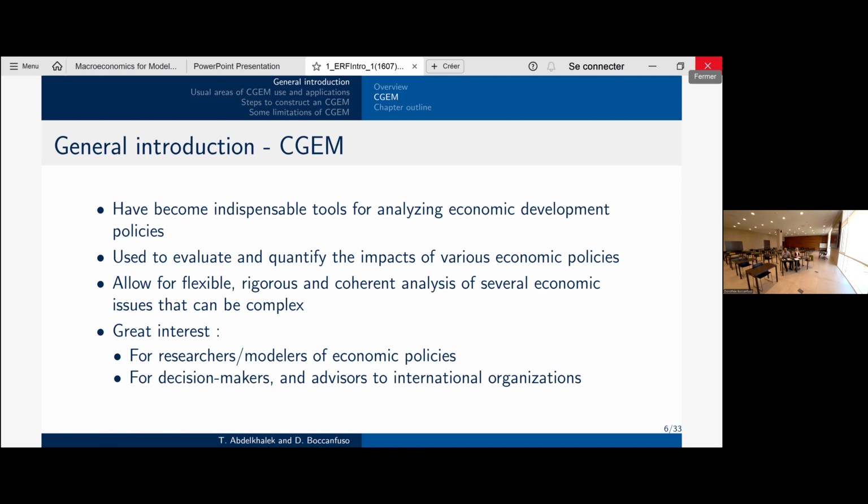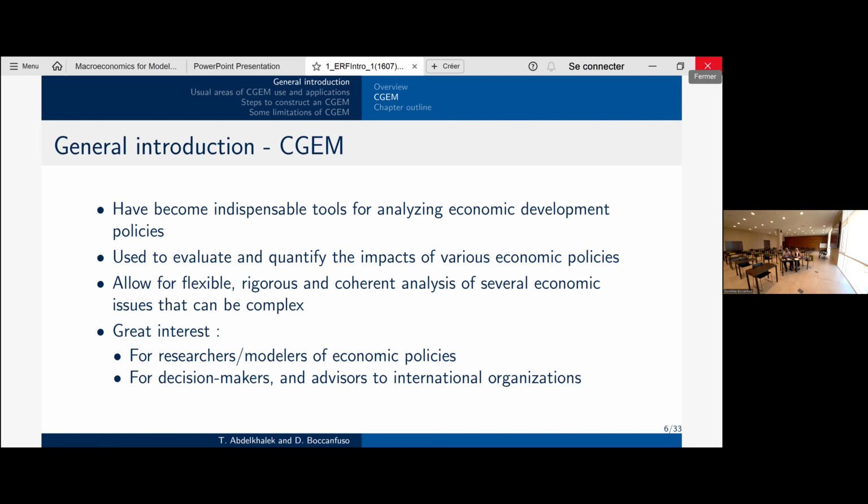A CGE model is generally flexible because we can aggregate agents, activities, and products as the problematic needs, but we have a rigorous framework. Generally, CGE modeling is current, and we can answer several economic issues. The questions can be complex. This is another very interesting feature of CGE modeling.